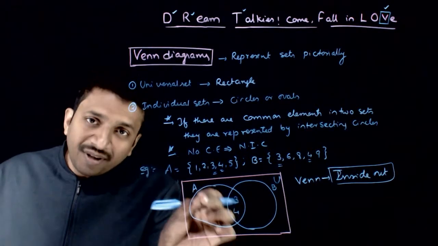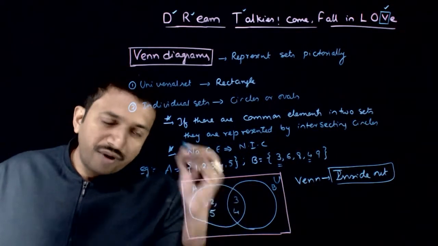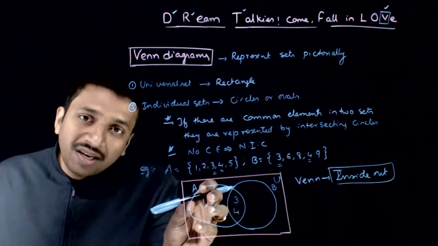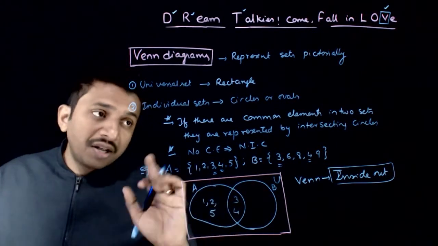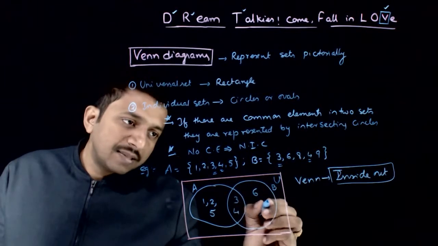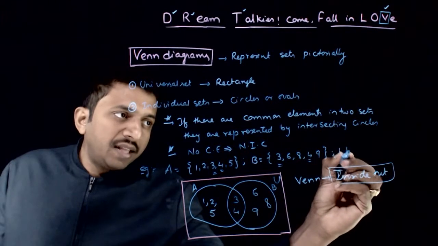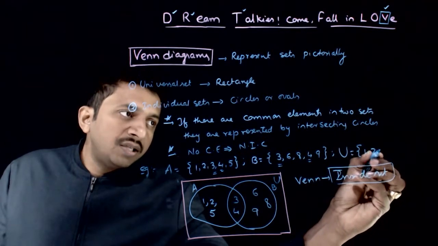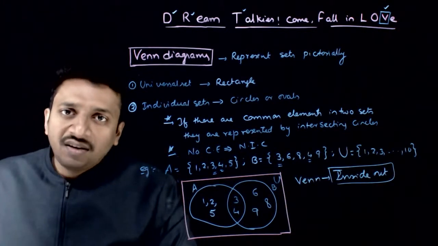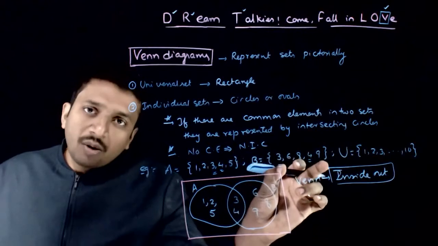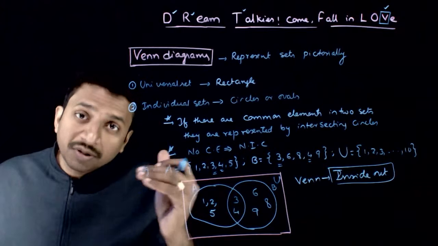Next, we fill the other elements. 1, 2, 5 are elements which are present only in A, not in B. And what are the elements present in only B, not in A? 6, 8, 9. And for example, if you take the universal set as the set containing 1, 2, 3, and so on up to 10, yes, this can be taken as a universal set because this contains all the elements of B as well as all the elements of A. It can contain more elements also.